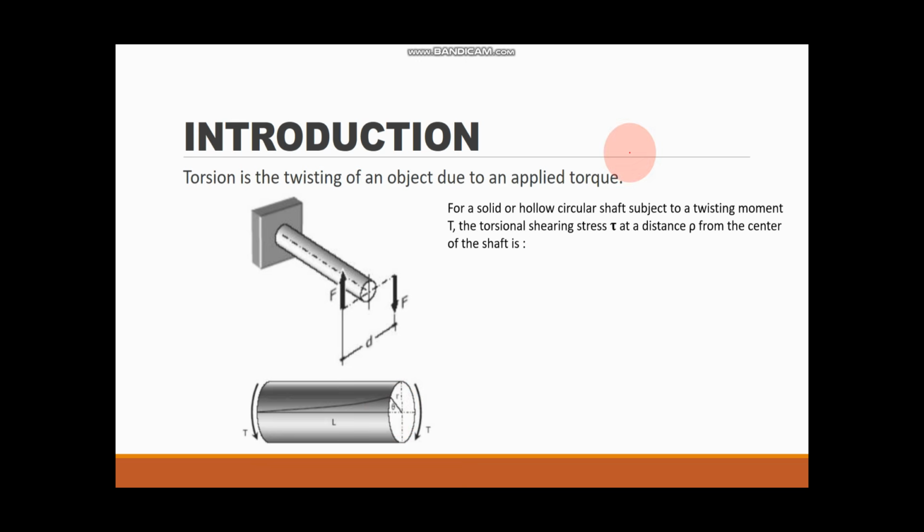For a solid or hollow circular shaft subject to a twisting moment, the torsional shearing stress at a distance rho from the center of the shaft is represented by this formula. So the maximum shearing stress would be equal to the torque multiplied by the radius divided by the polar moment of inertia. So torque is also the twisting moment. And we have different formulas in order to arrive at the polar moment of inertia.